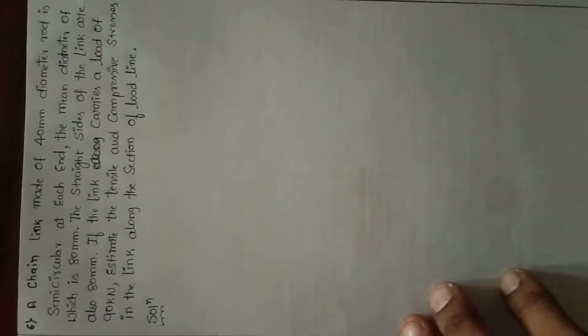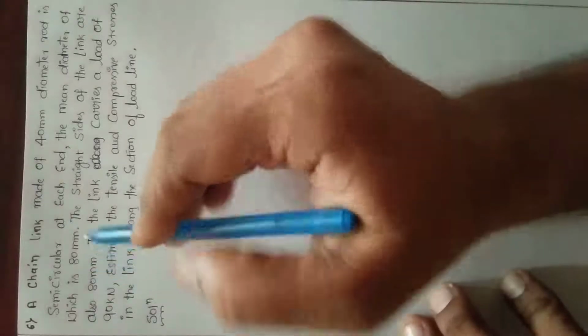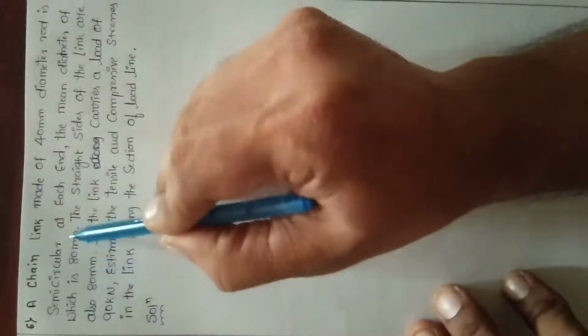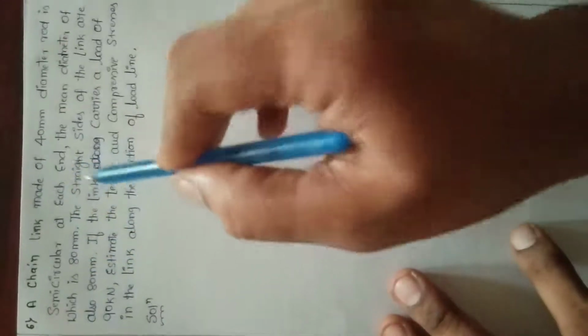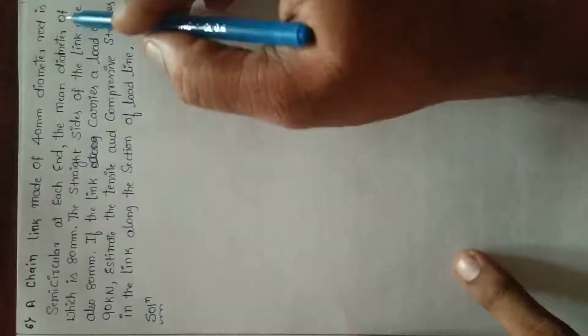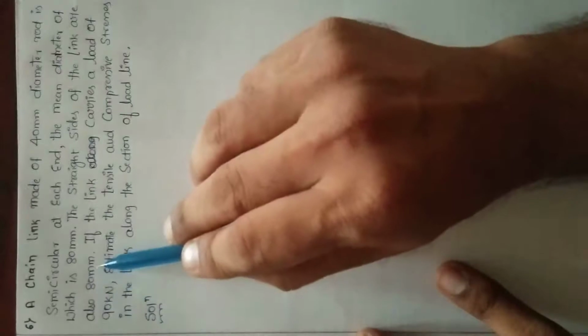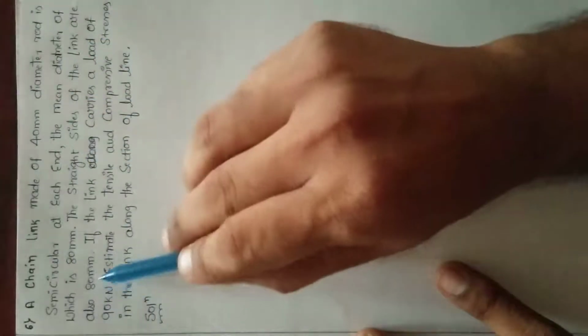So now we shall solve a problem. Here is the question: a chain link made up of 40 mm diameter rod is semicircular at each end. The mean radius of which is 80 mm. The straight sides of the link are also 80 mm. So here the straight sides are L.